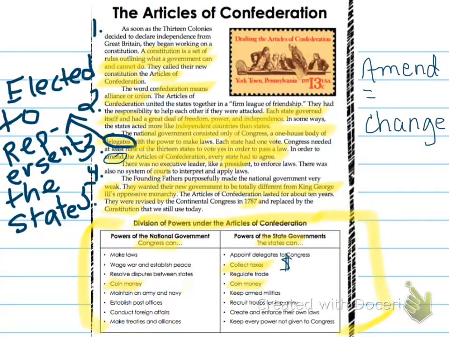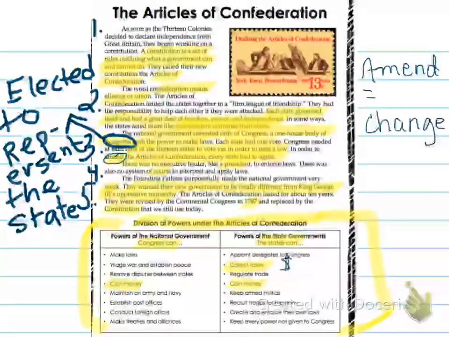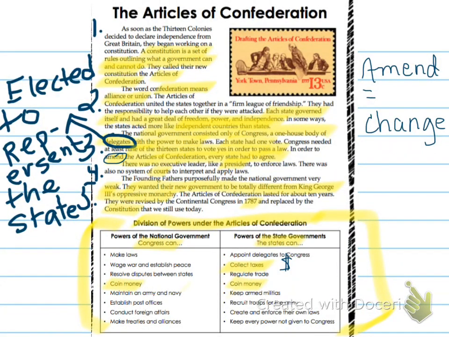Yay, come help us. On the Congress's side, they can conduct foreign affairs. That means they dealt with any foreign country that wanted to deal with the United States. Back on the state side, they could create and enforce their own laws. That's pretty self-explanatory. The states made their own laws. Let's pretend speeding was legal in Pennsylvania. In Virginia, the law may be, well, you can only go 15 miles an hour. Well, in Pennsylvania, people are speeding like 90 miles an hour down just a little street.